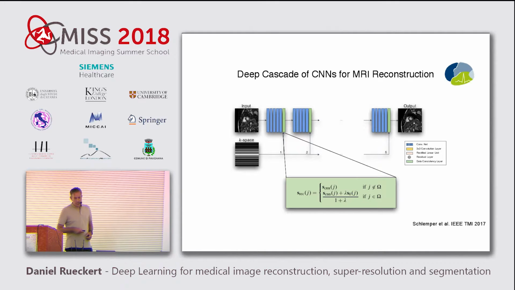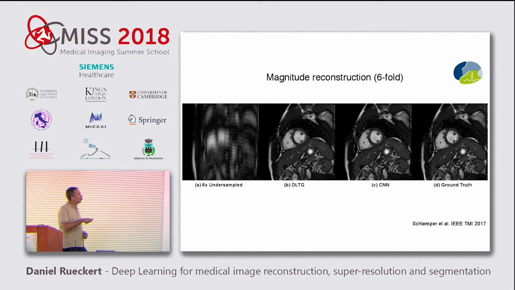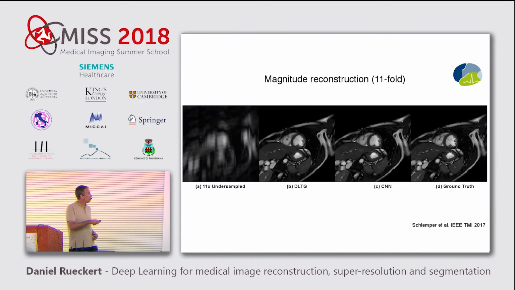Okay? So here's a result. This is a six-fold undersampled image. The dictionary learning reconstruction, so the classical learned sparsity approach, the CNN-based approach, and the ground truth. And you can see that all three do a pretty good job. Here's one with an 11-fold undersampling. You probably can't see this, but now this one looks quite considerably better than the dictionary learning. It still looks very close to the ground truth.